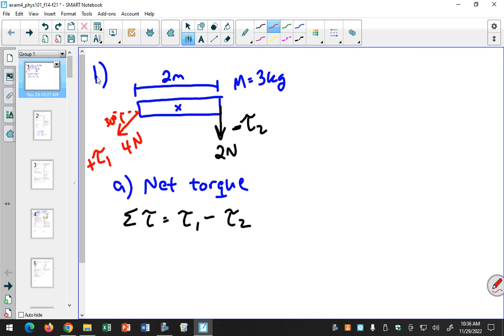So the net torque in this case is going to be torque 1, that's 4 newtons times this distance. Be careful on your diagrams that I gave you the length of the bar, but really I need to know this distance, which is 1 meter. So that's my moment arm, R, times the sine of 30, minus 2 newtons times 1 meter.